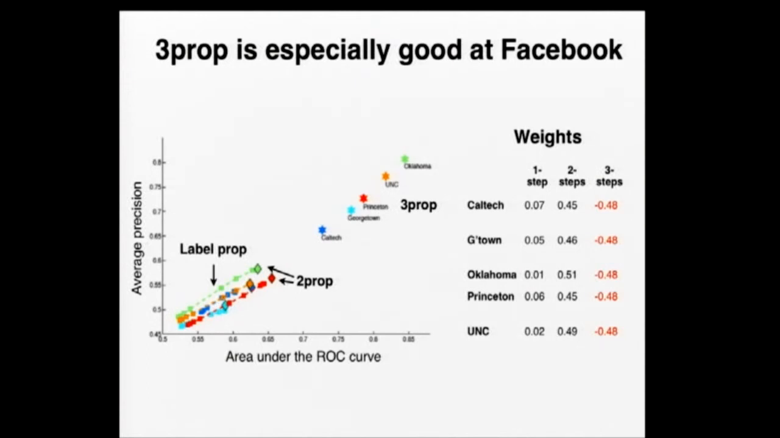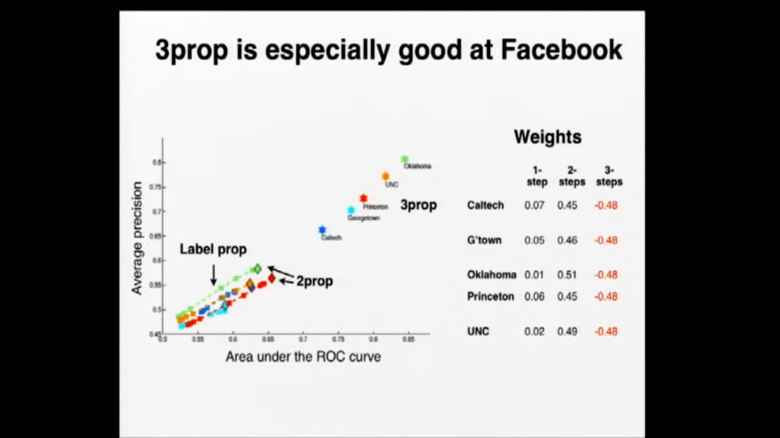And I'm not going to show you, but I'm going to tell you that when we did the same thing in the protein interaction networks and the genetic interaction networks, we got weights that looked a lot like this: low, around 0.5, and around minus 0.5. Now, these weights are scaled, so they sum to 1. So there's something weird and consistent about all these networks that is revealed by 3-prop trying to assign weights to each of the steps in order to recover this sort of shared function.